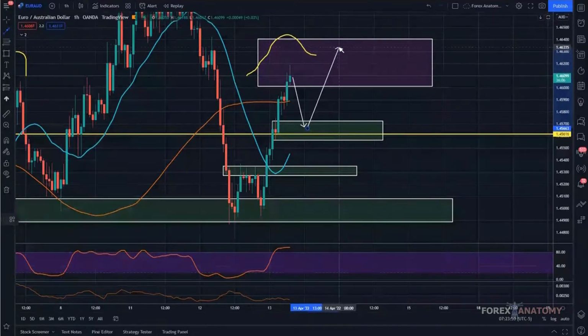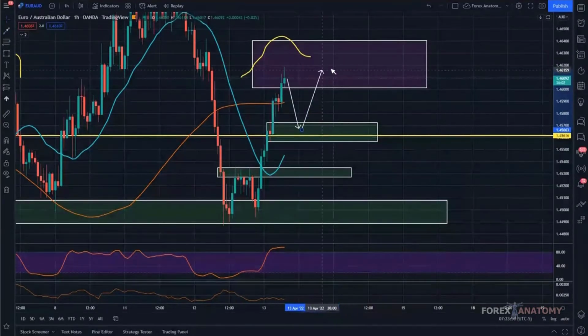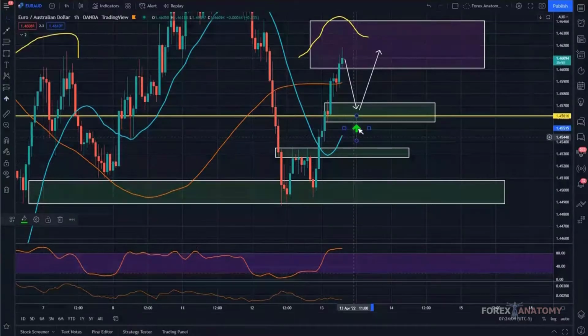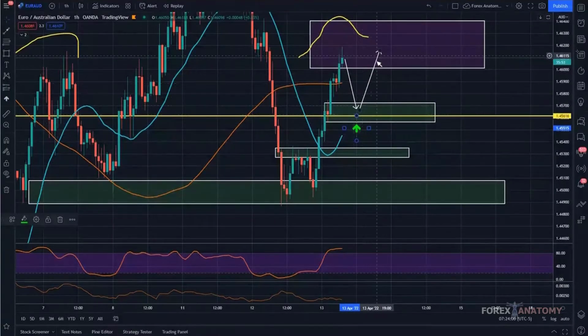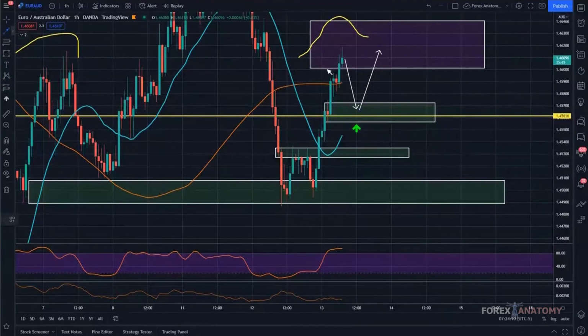We don't have to shoot for extended targets, because right around this area, we're expecting the sellers to come in anyway and push price down. So this is what we're going to look to happen. We're going to look for a potential buy right around here. And as soon as we get that buy, and as soon as price hits this area, we're going to expect price to sell off and do something like this.